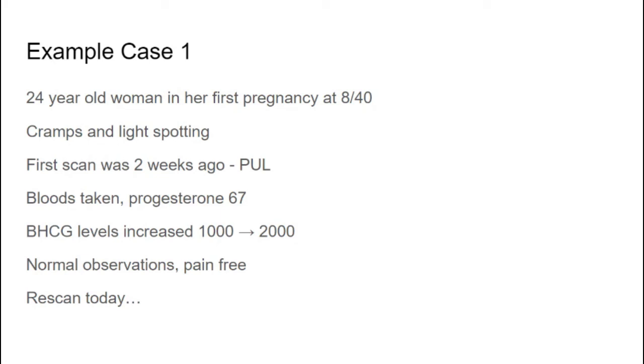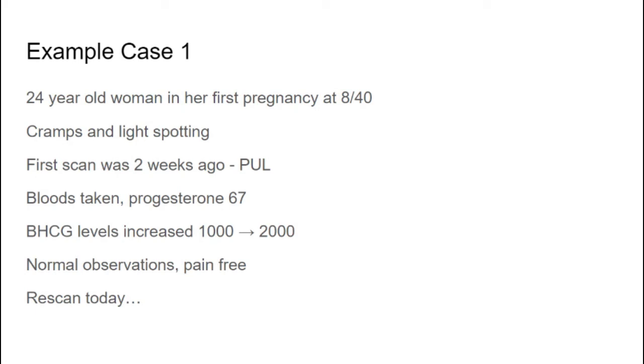Just like to move on to some cases now. So we've got a 24-year-old woman. It's her first pregnancy at 8 weeks. She's had cramps with light spotting. She was scanned 2 weeks ago and was a pregnancy of unknown location. So they couldn't see a pregnancy inside or outside of the womb, but there was a positive pregnancy test.